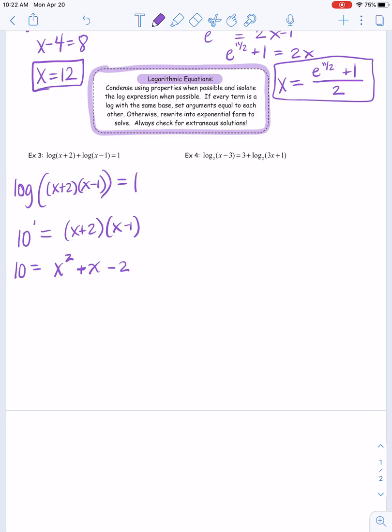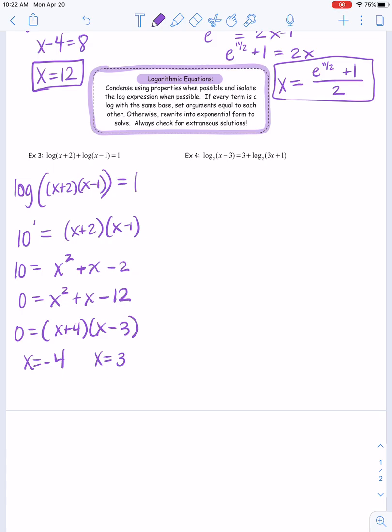So I want to set this equal to 0 so I can solve that quadratic. This is something that we've done a lot throughout this year. You should know how to do this by now. So when I subtract that 10 over, I get 0 equals x squared plus x minus 12. So I need factors of negative 12 that add up to positive 1, and that is going to be x plus 4 and x minus 3, which means x is going to equal negative 4 and x is going to equal 3. But I need to check for extraneous solutions.